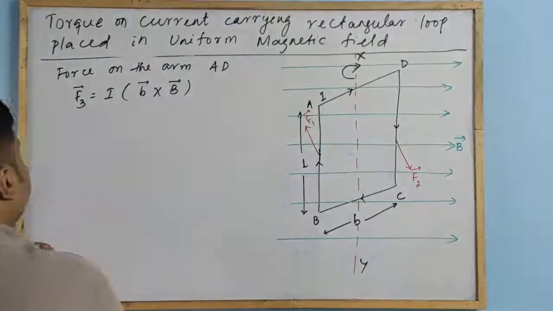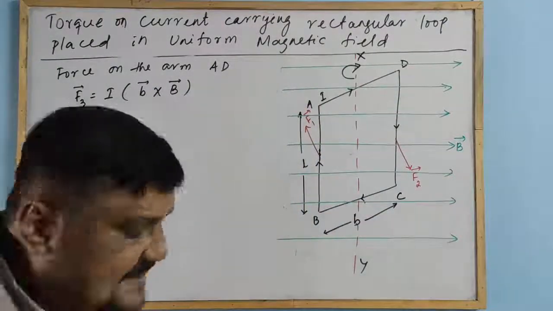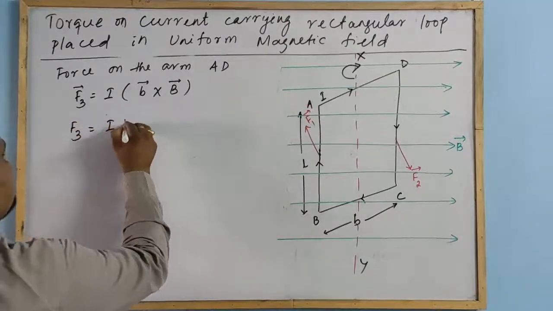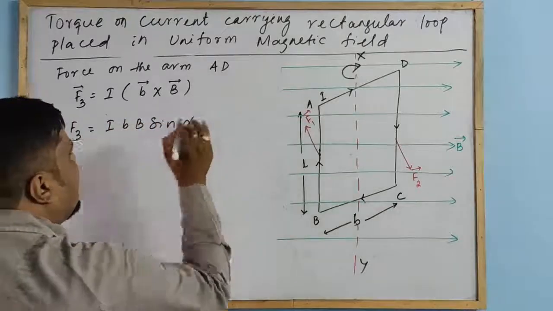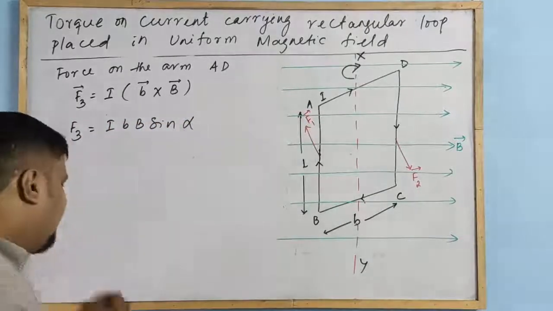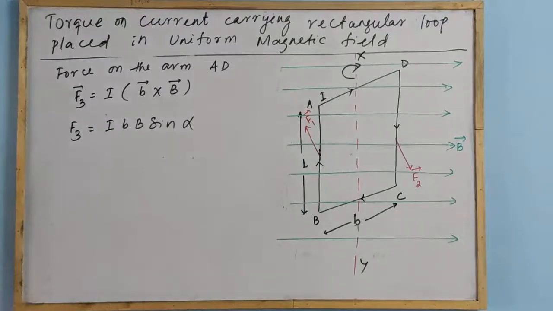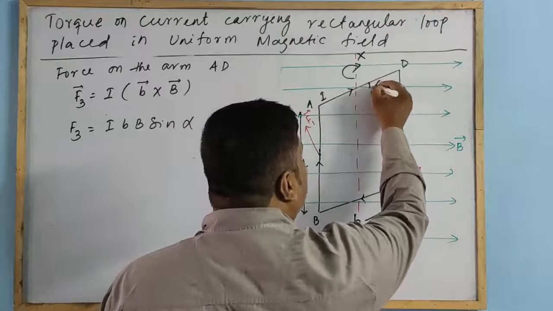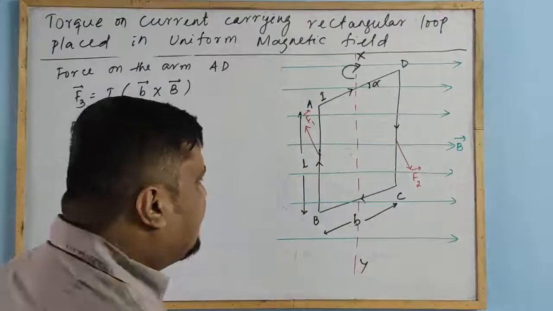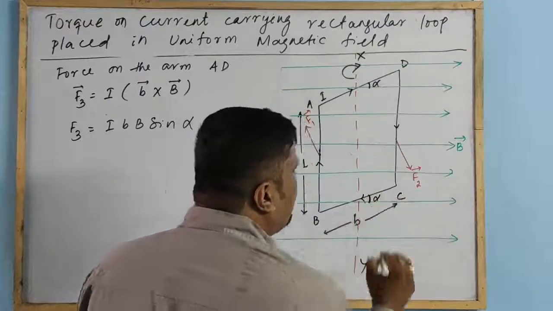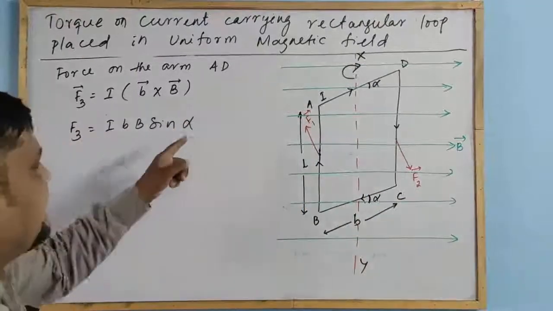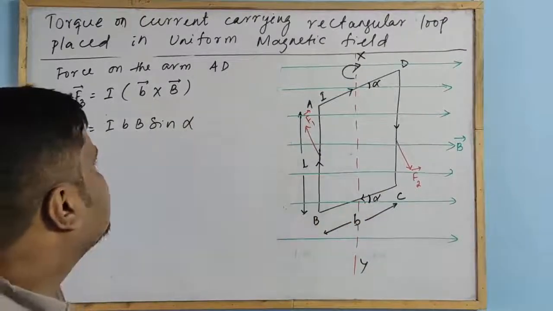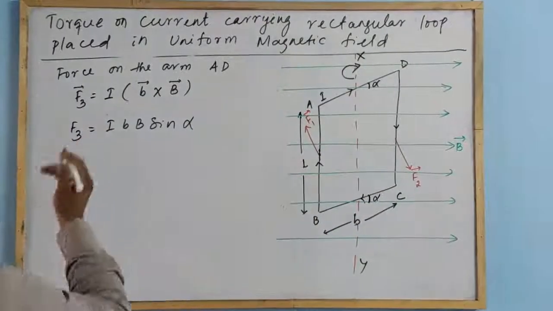So I can write F3, the force on this arm, is F3. The magnitude of F3 is equal to I B L sin alpha. Alpha is the angle between the length and the magnetic field. When you go to the other arm, this is also alpha. So F3 is equal to I B L sin alpha. Clear?